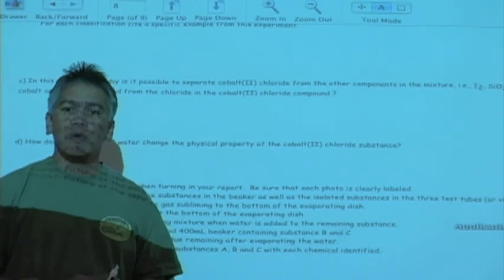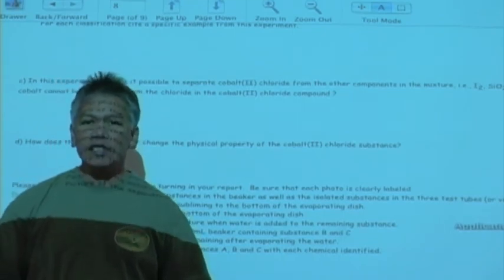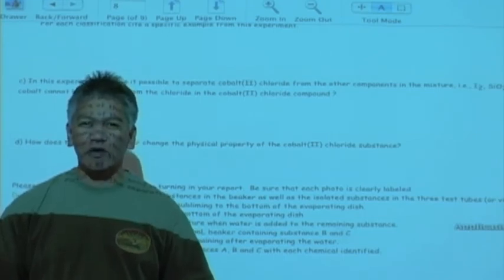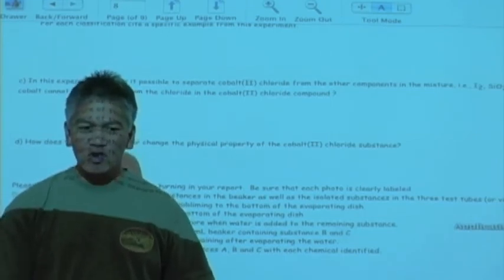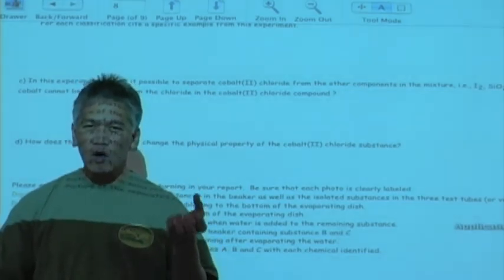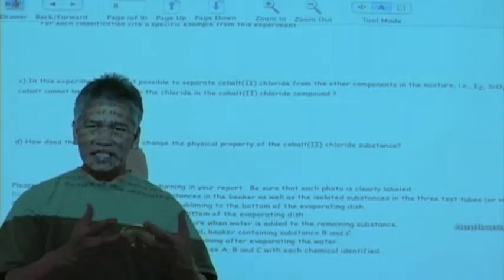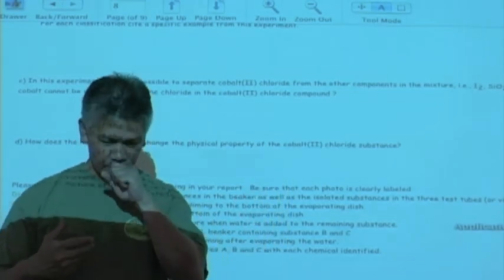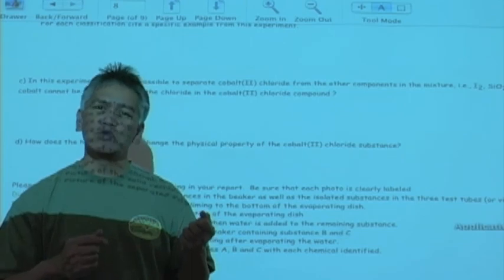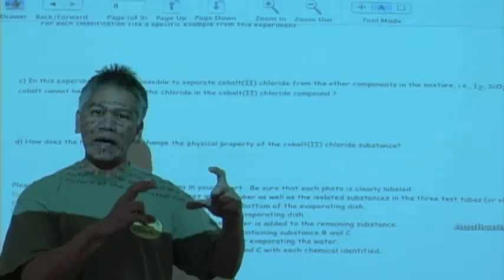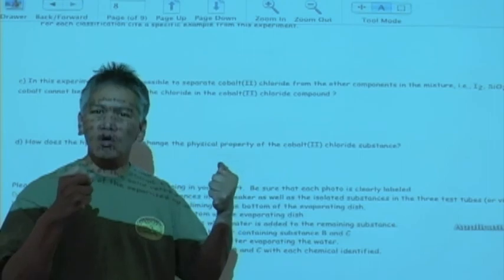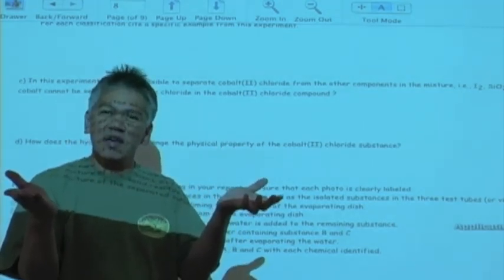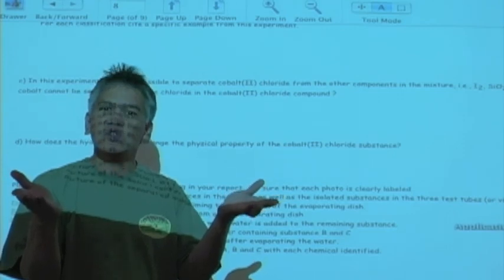For question C in the post-lab questions, the question is ambiguous in terms of understanding what it is really asking for. Let me try and explain. The question says that you can take cobalt chloride, iodine, and sand and separate them from each other because we use different experimental techniques. But why were we not able to take, for example, cobalt chloride and separate the cobalt from the chloride and get the chloride and the cobalt isolated? So think about that and answer in terms of what we talked about.